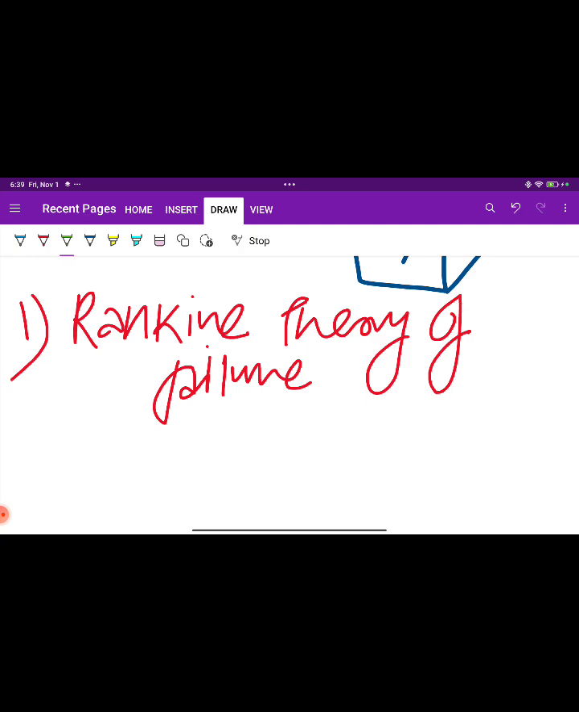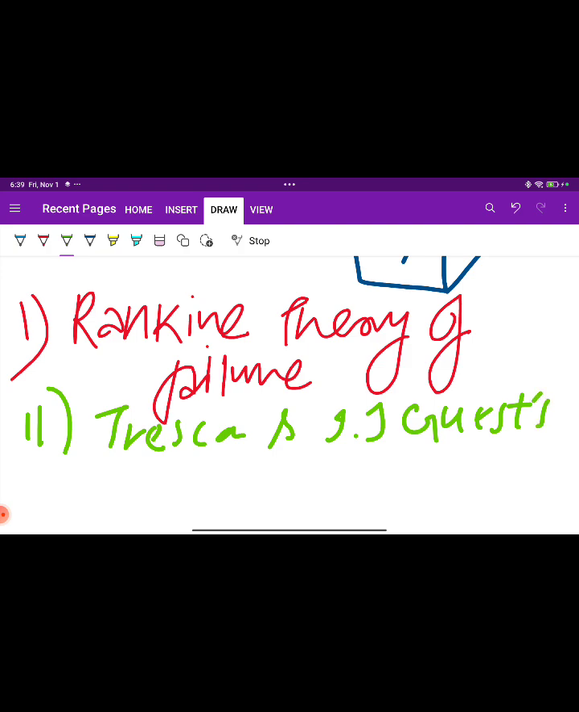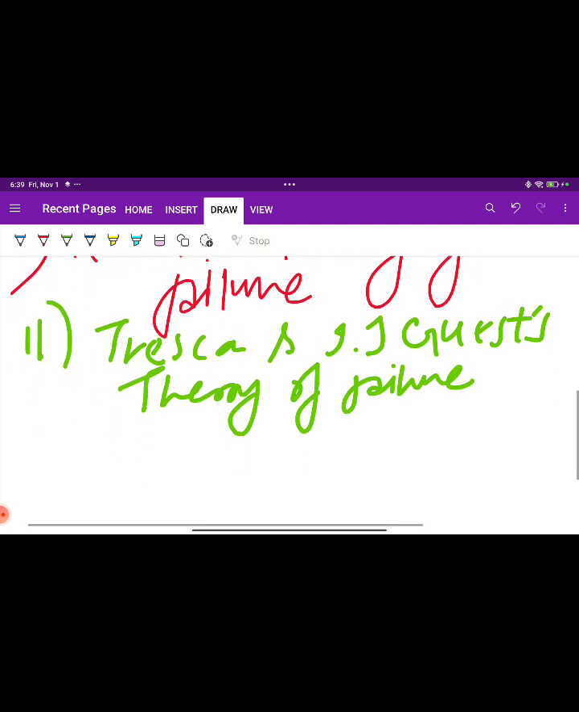Then the second theory which we will talk about is max shear stress theory, or simply Tresca and J.J. Guest theory. So this is the second theory of failure, J.J. Guest or Tresca's theory of failure.